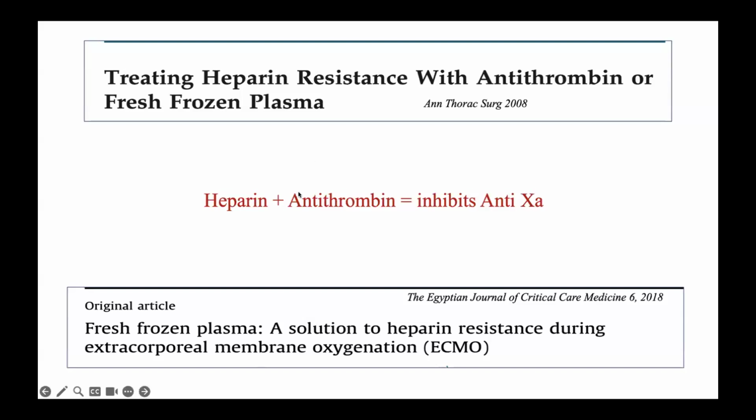Another indication for FFP on ECMO patients, as I said, is as the poor man's antithrombin. Heparin binds with antithrombin to inhibit anti-10A. So this is your anti-10A. Now, antithrombin levels can be low in infants, or due to sepsis, or due to prolonged usage of heparin and gets consumed. So then you have to replenish it with fresh frozen plasma, which is a solution to heparin resistance during ECMO.